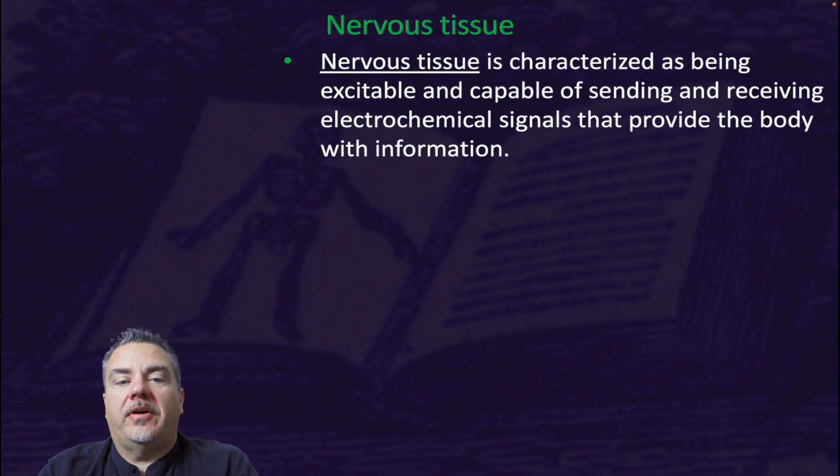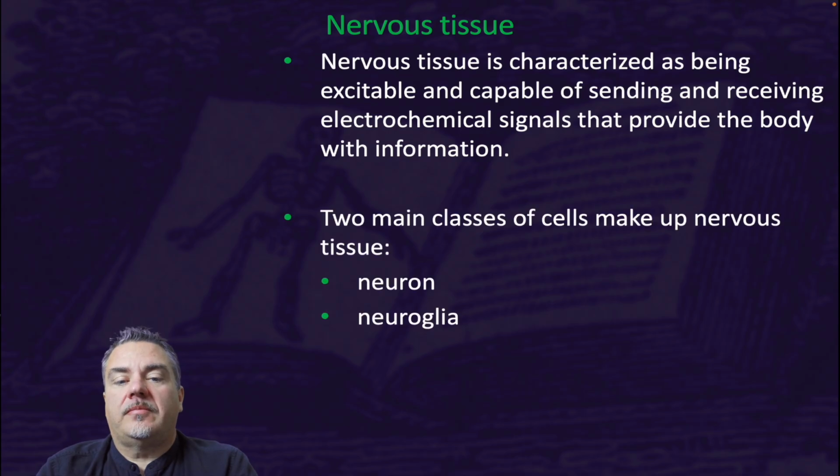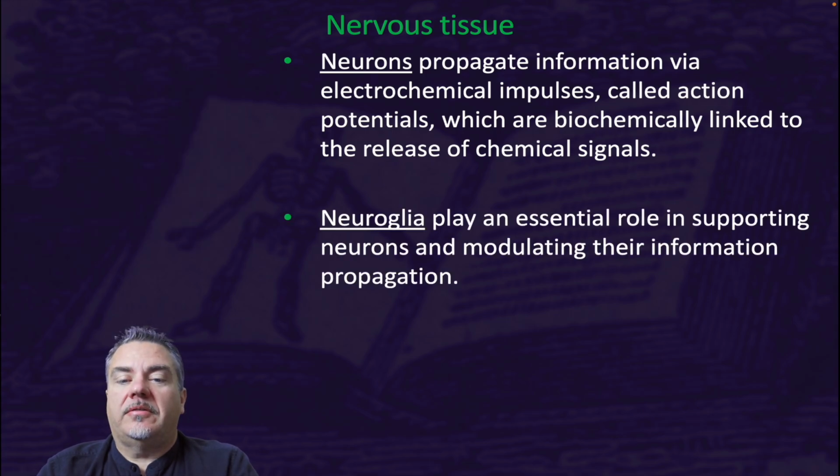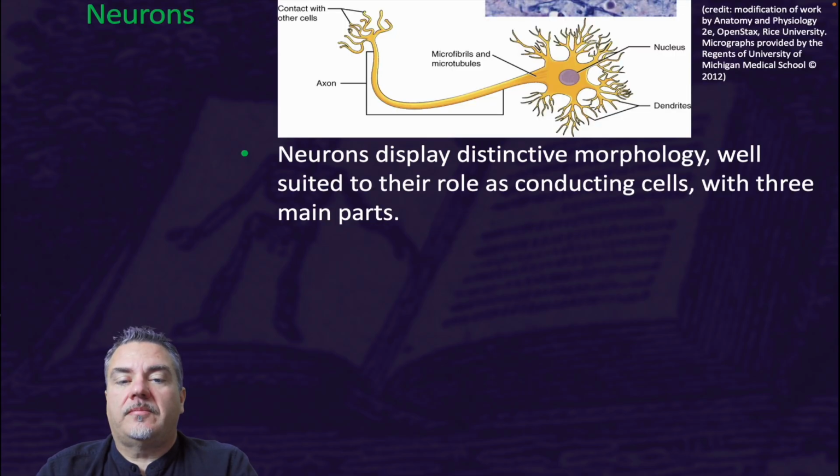Nervous tissue is characterized as being excitable and capable of sending and receiving electrochemical signals that provide the body with information. Two main classes of cells make up nervous tissue: neurons and neuroglia. Neurons propagate information via electrochemical impulses called action potentials, which are biochemically linked to the release of chemical signals. Neuroglia play an essential role in supporting neurons and modulating their information propagation.